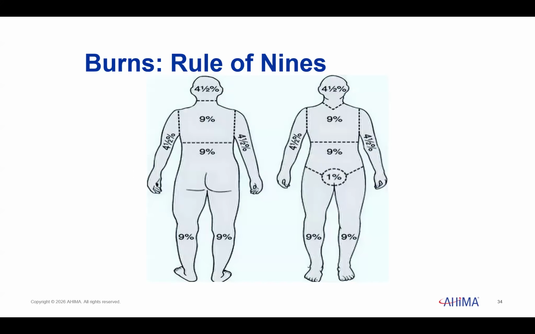And you can see it here. Here's the rule of 9s, right? So you can see the two arms, 4.5% plus 4.5%, of course, is 9, and so on. And this diagram is also in your textbook.